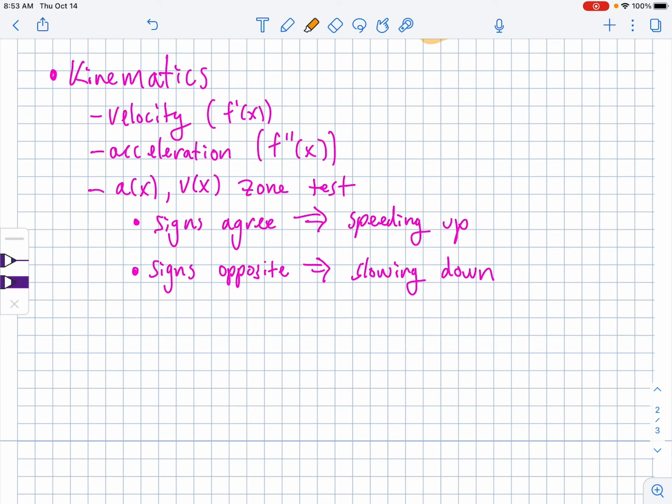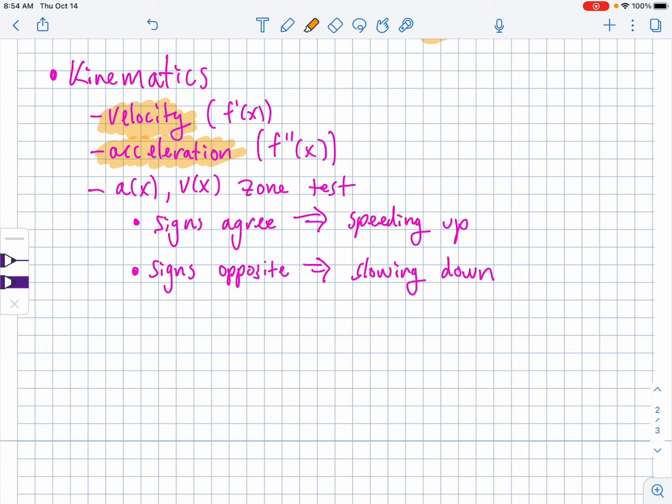The last subject we tackled was kinematics, the study of motion. Remember that they usually give you an original function that's a displacement function, and then the first derivative of that is the velocity equation, and the second derivative of the original is the acceleration equation. There might be some questions about where it's speeding up or slowing down.